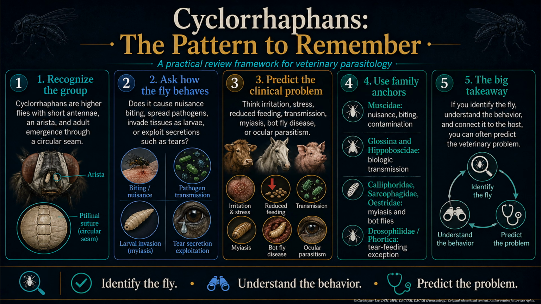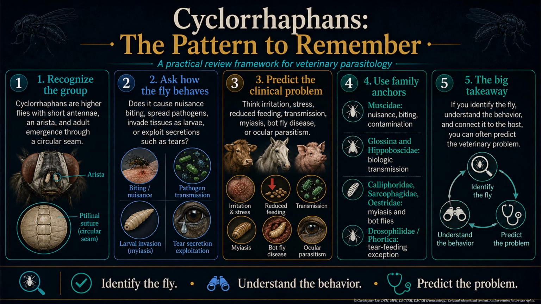In summary, first recognize the group. Cyclorrhaphans are higher flies with short antennae, often an arista, and adult emergence through a circular seam. Second, ask how the fly behaves. Can it spread disease or cause direct damage? Third, predict the clinical problem.